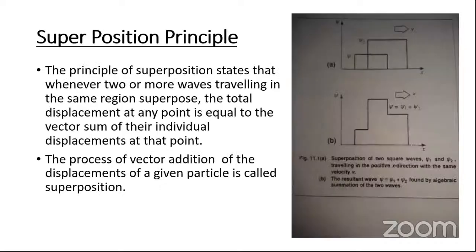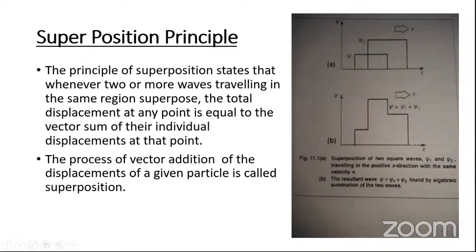And after that, the superposition principle. The principle of superposition states that whenever two or more waves traveling in the same region superpose or overlap, the total displacement at any point is equal to the vector sum of their individual displacements at that point. The process of vector addition of the displacements of a given particle is called superposition.